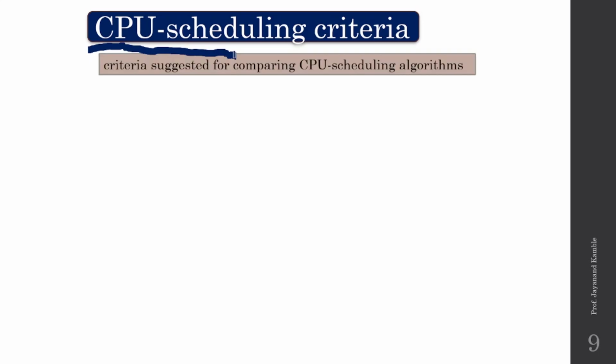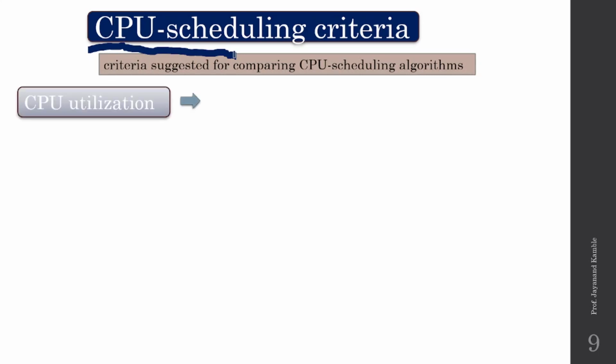These criteria are very important because we use these criteria for comparison of the scheduling algorithms. See, we need something based on which we are going to compare the scheduling algorithms, and these algorithms we are going to select or use in our particular operating system. So these criteria are suggested for comparing CPU scheduling algorithms and to decide which is the optimal scheduling algorithm.